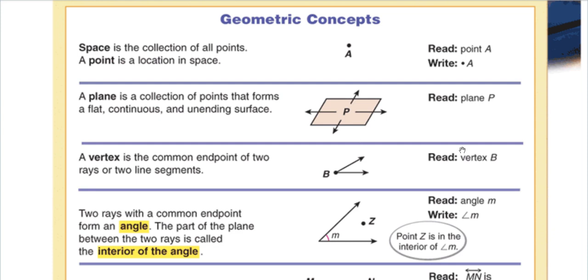And then we will have a new idea or new concept called vertex. A vertex is the common endpoint of two rays or two line segments. Okay, from the illustration or picture here, we will know when two lines intersect with each other, we get a point. When two lines intersect, that point is what we also call the intersection.